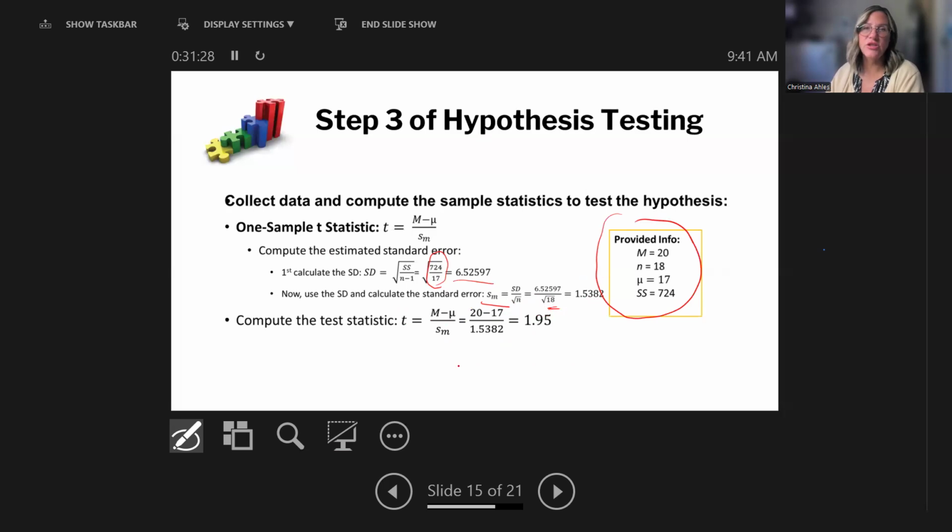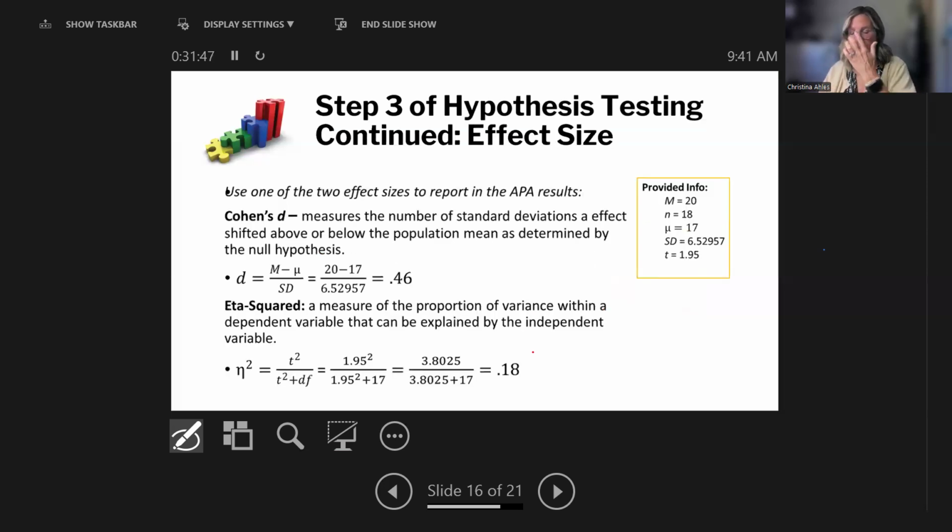So now we can plug and chug and compute that test statistic. So sample mean minus population mean divided by the error, which is, we end up with a test statistic of 1.95. Okay, but we're not done yet in step 3. That's just the first part of step 3. We need to get an effect size, and you can choose which effect size to calculate, but I'm going to walk through both of these with you just so you learn them so you can have that choice. And then there'll be times where you might be asked to calculate both, or there might be times that you at least need to describe what that effect size means.